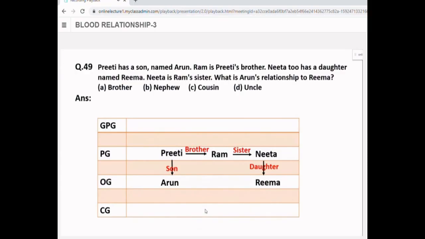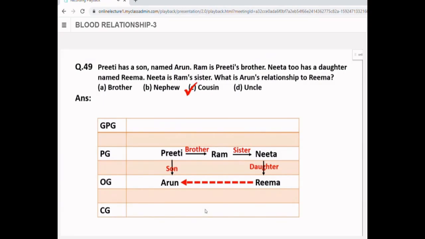What is Arun's relationship to Rima? The arrow will go to Arun from Rima. Nita is sister of Ram. Ram is brother of Priti, meaning even Priti is Ram's sister. In other words, Priti is Nita's sister. Nita and Priti are sisters, and Ram is their brother. So sister's son. Correct, cousin.